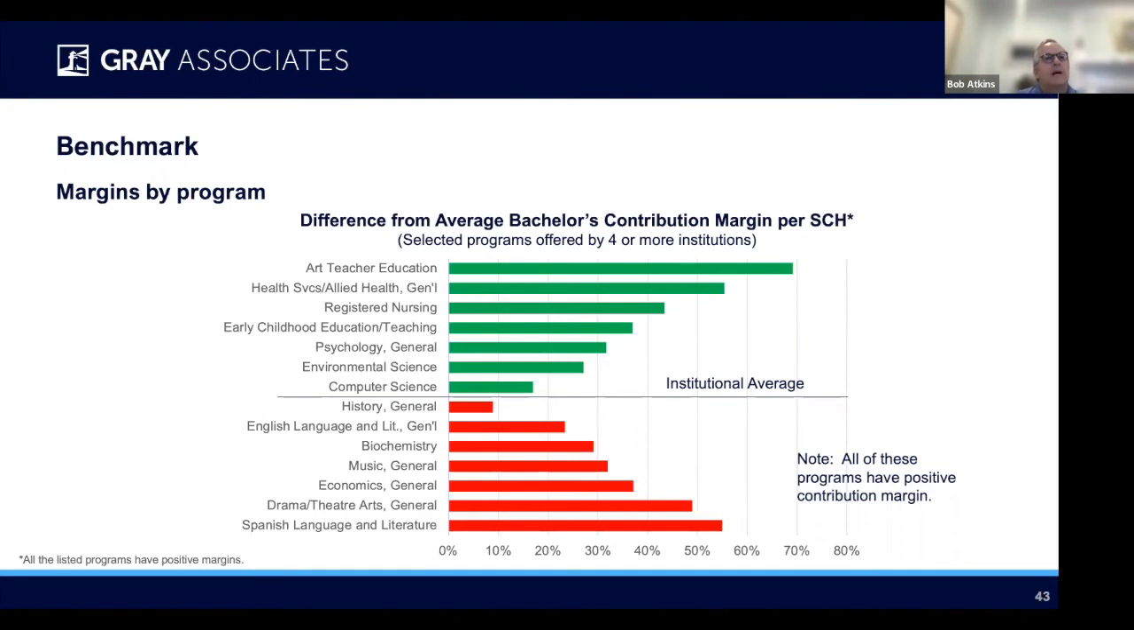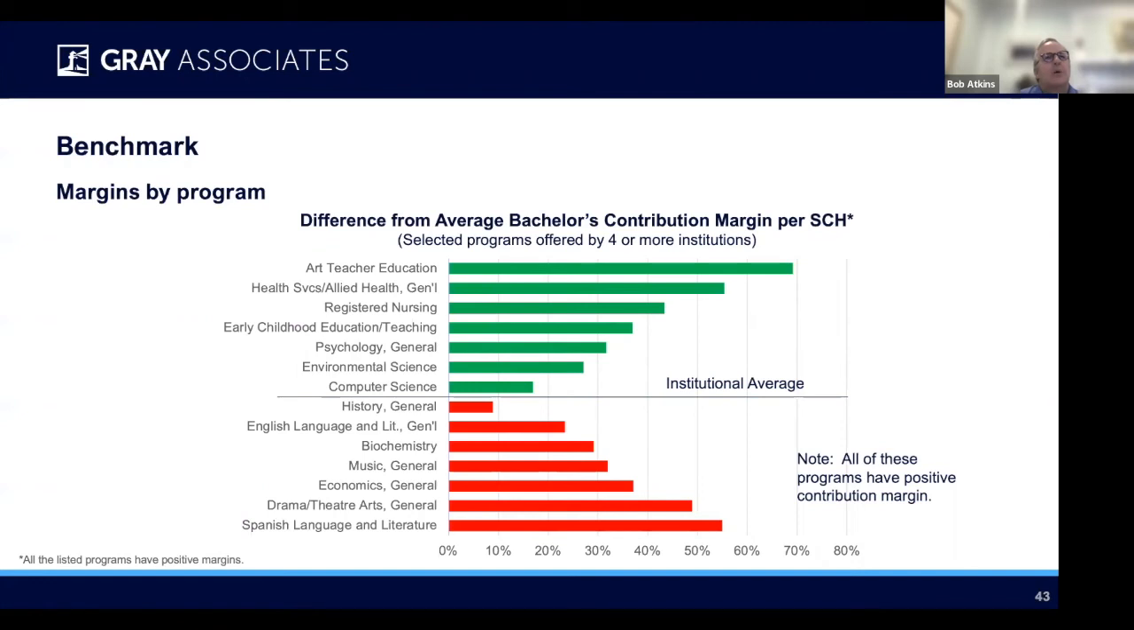At the top, we've got art teacher education, which is 60% higher margin than the average program. The next bar down, health allied services, also very high margin, more than 50% higher than average. And then you get to some things that surprise me. Everybody talks about registered nursing as being a very expensive program, and it may well be expensive, but notice that it's 40% higher than average margin.